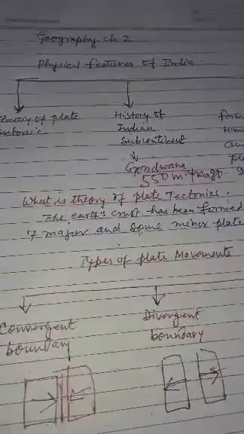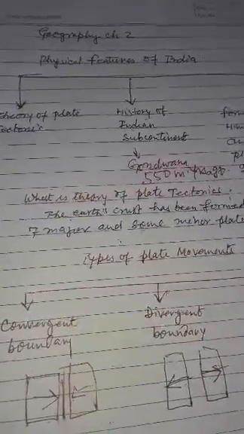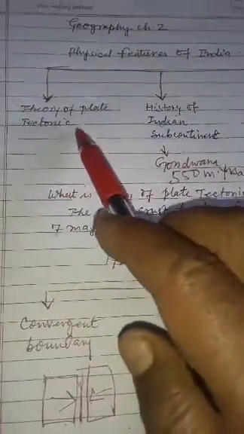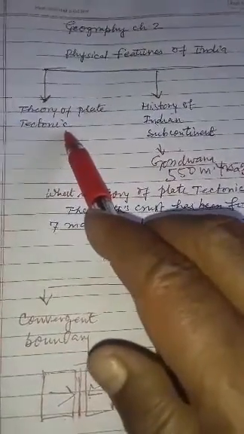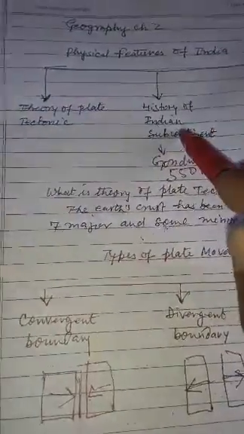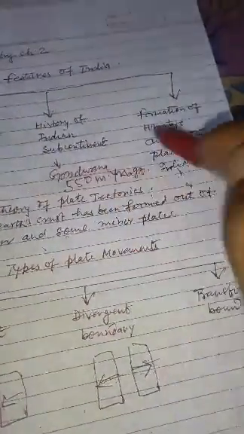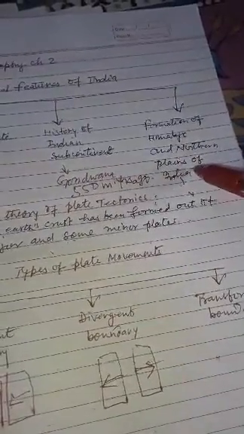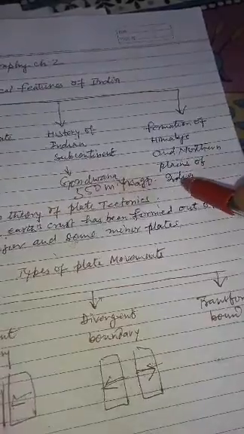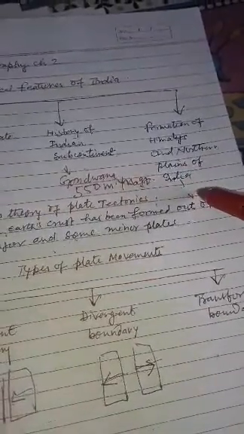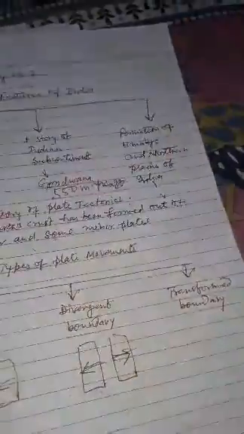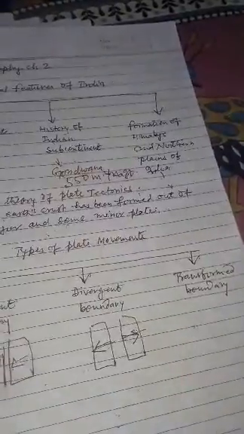In this concern, first of all, we shall study about the physical features of India. So, three major physical features of the country. Number one, theory of plate tectonics. Number two, history of the Indian subcontinent. Number three, formation of the Himalayas and northern plains of India. These three major features we shall see.